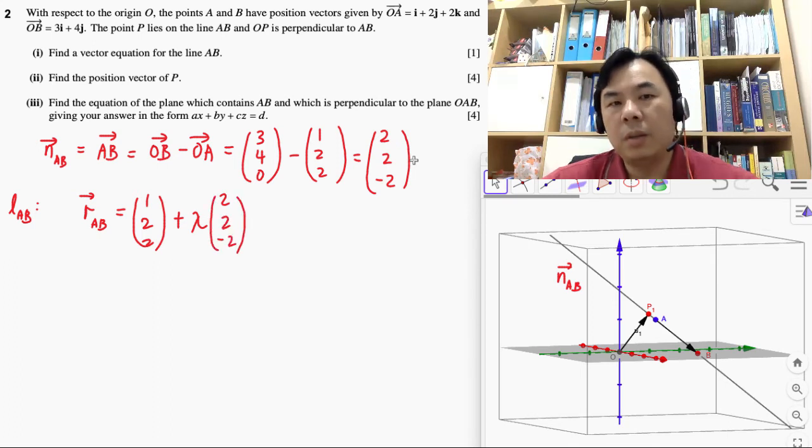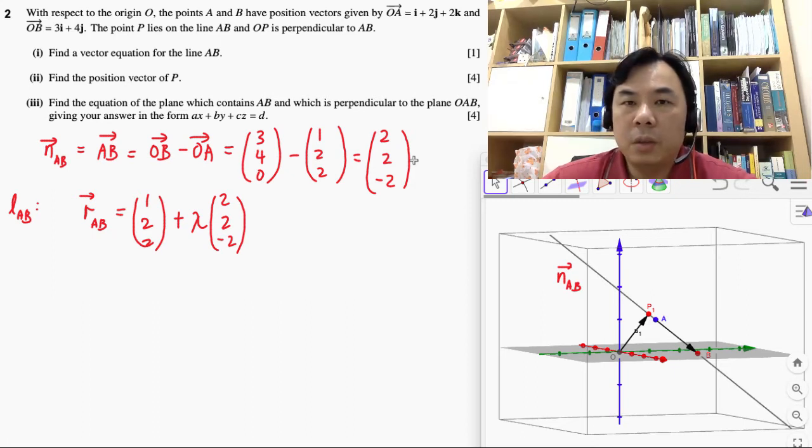So we can write down the vector equation that represents line AB as such, or you can also write it down like this, for instance. The second way to write this would be here.